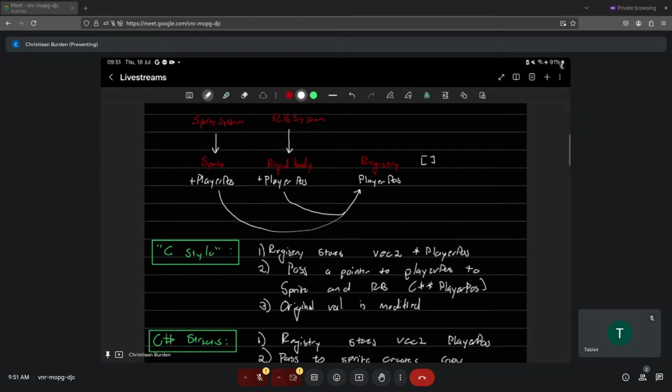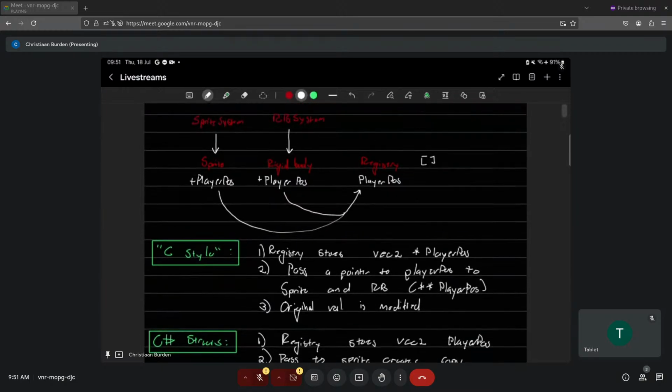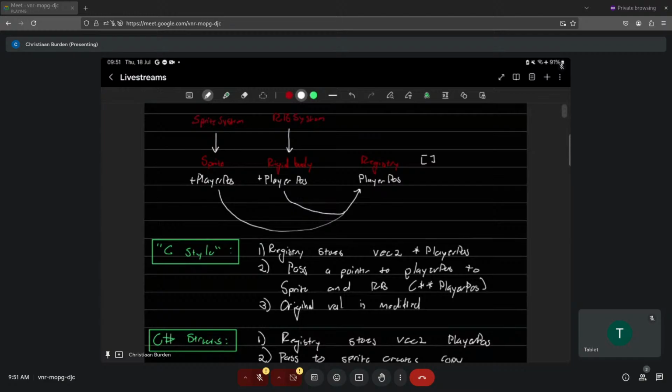The problem is, let me just use better words. Problem is when you use structs, they are not passed by reference, they are passed by value. So if you look here, we have a player position, and a player position. All of these need to refer to the same player position stored in the registry. Otherwise, you're going to have to call update on each of them.